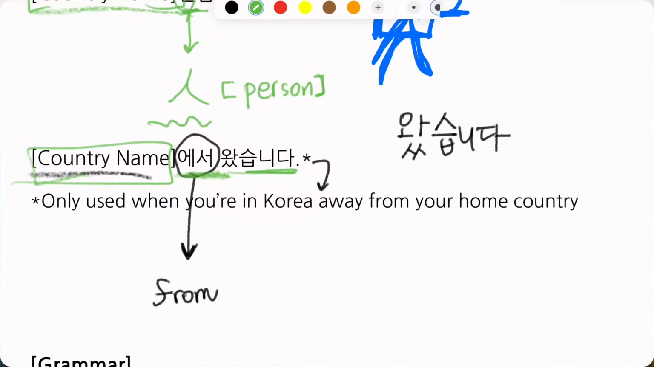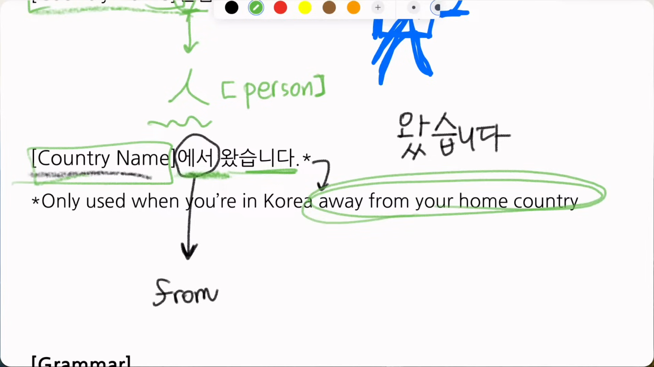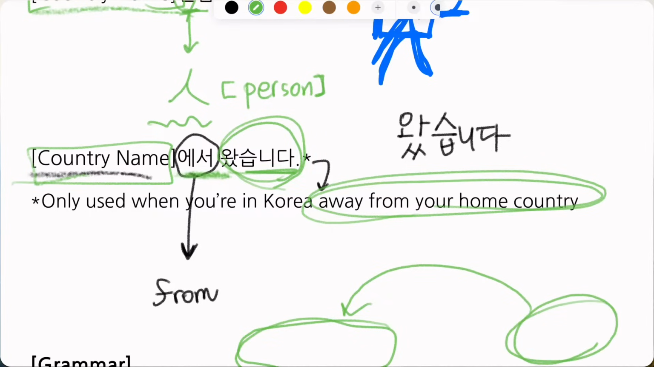But it can only be used when you are in Korea away from your home country. So it has to fit the literal meaning. You came to Korea from your homeland. So for example, we're having an online class right now. So some of you might be in Korea, but I'm sure many of you are attending this class in your own home countries. In that case, saying this country에서 왔어요 would be incorrect because you're not in Korea right now, right?